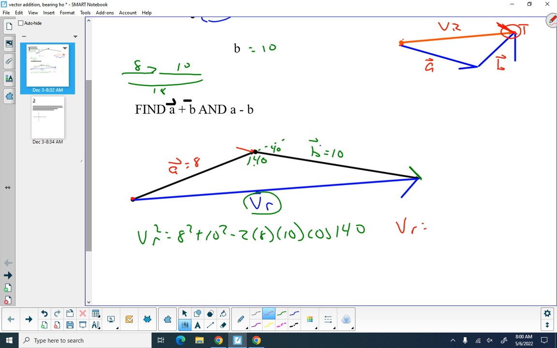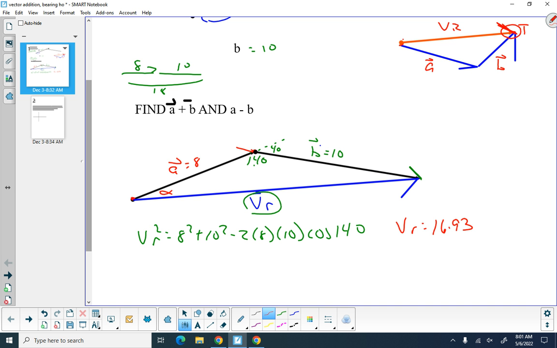Either one you come up with, 16.93, good with that, which is smaller than our 18. We also need to have a direction. The direction I'm going to ask you, or will be asked in the homework, is what is the angle that is formed between the resultant vector and vector A?